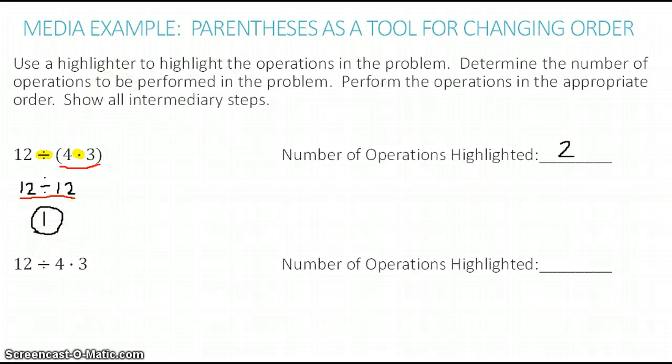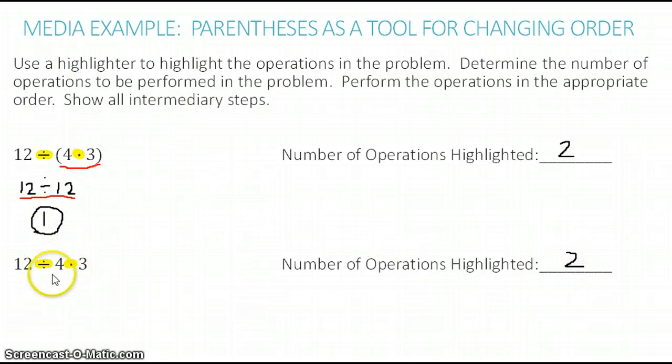Let's look at the next one. 12 divided by 4 times 3. So we have two operations to perform again. Notice it looks identical to the previous problem except for those parentheses. So let's see if that makes a difference. Sometimes it will and sometimes it won't, so you always need to follow the correct order to be certain.